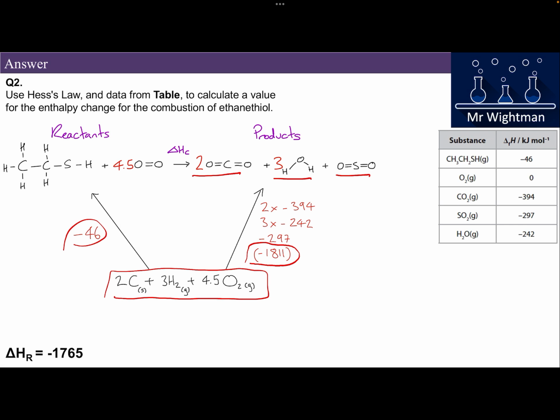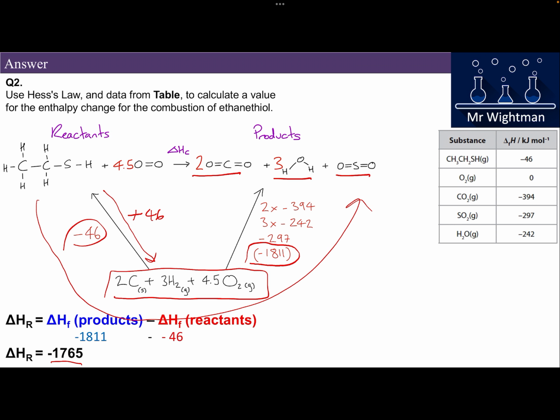And so you can go around the diagram if you wished. You can, say, do this route. That'll turn that into the endothermic route, which is plus 46. And plus 46 minus 1811 would give us a value of minus 1765 as our answer. Or we could do products minus reactants. So minus 1811 minus 46 would do the same thing.